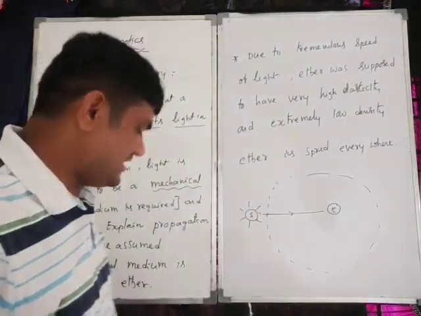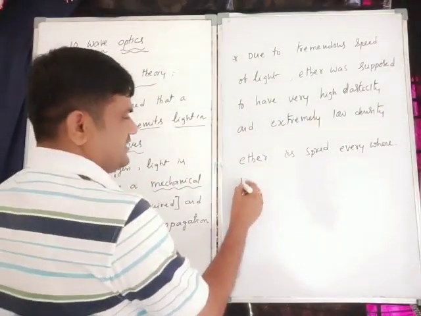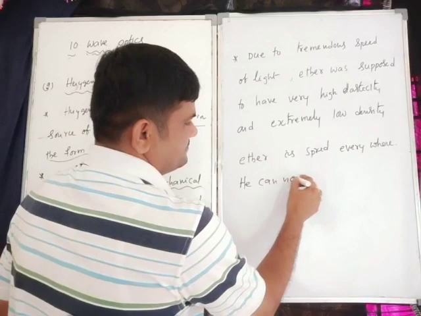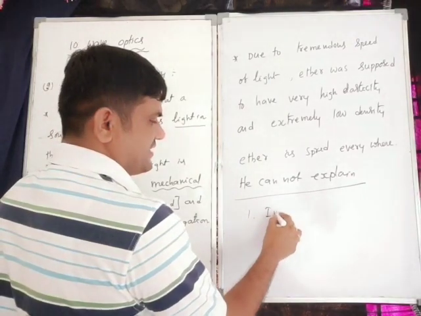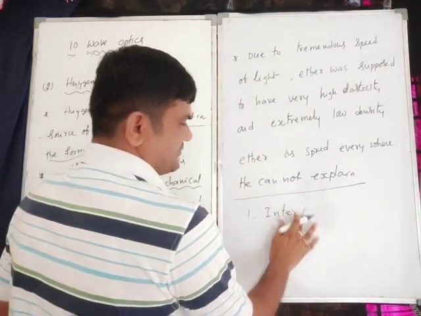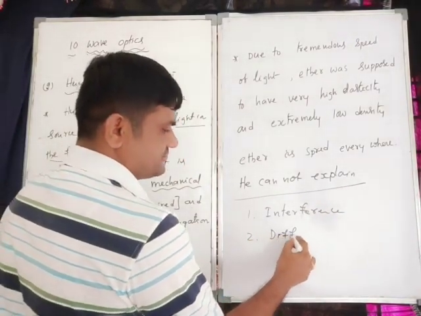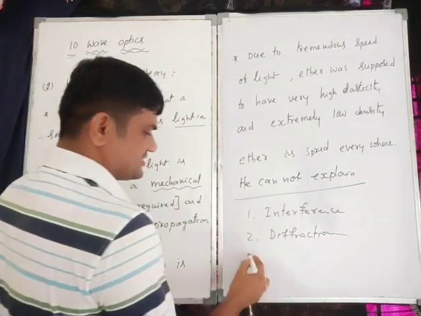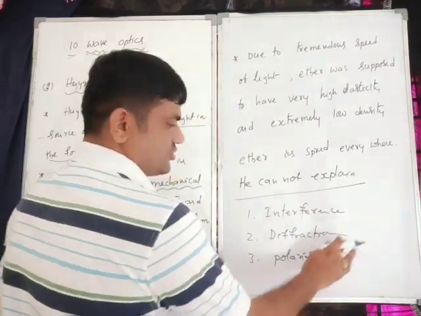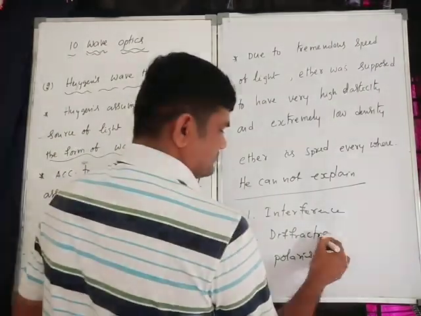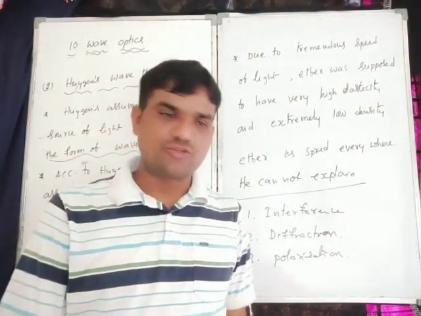And he could not explain some things. First is interference. He did not explain interference of light, and diffraction. Next, polarization. Diffraction, polarization, he did not explain. This is about the wave theory.